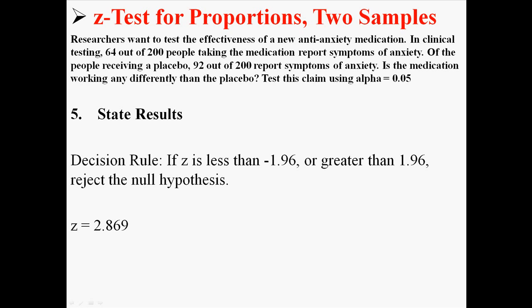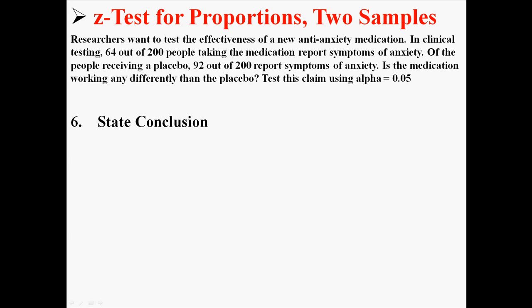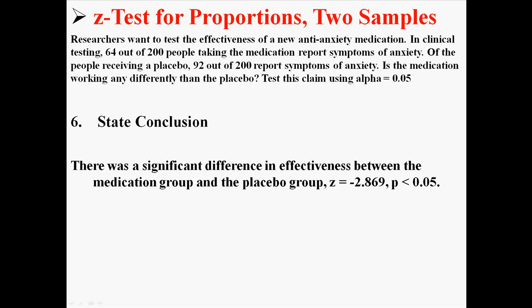So when it comes to stating the results, remember that we were going to reject the null hypothesis if z is less than negative 1.96 or greater than positive 1.96. And we had a z of 2.869. That's definitely greater than 1.96, so what we're going to do is reject the null hypothesis and say that the two proportions are different. And that's what our conclusion would be. We're going to conclude that there was a significant difference in effectiveness between the medication group and the placebo group.